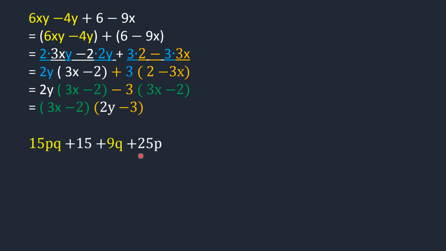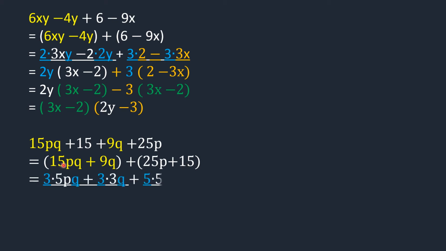Factorize with regrouping the terms 15pq plus 15 plus 9q plus 25p. We will regroup the terms as first term with the third term, see here, and fourth term with the second term. In the next step, we will factorize 15 as 3 into 5, 9 as 3 into 3, 25 as 5 into 5, and 15 as 5 into 3. After that, we will find out the common factors.